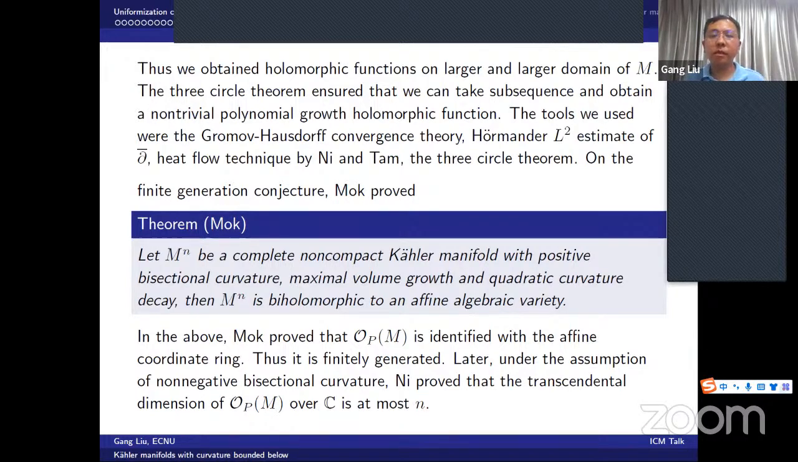We emphasize that the tools we used were the Gromov-Hausdorff convergence theory, Hörmander's L2 estimate for d-bar, heat flow techniques by Ni and Tam, and also the three-circle theorem.